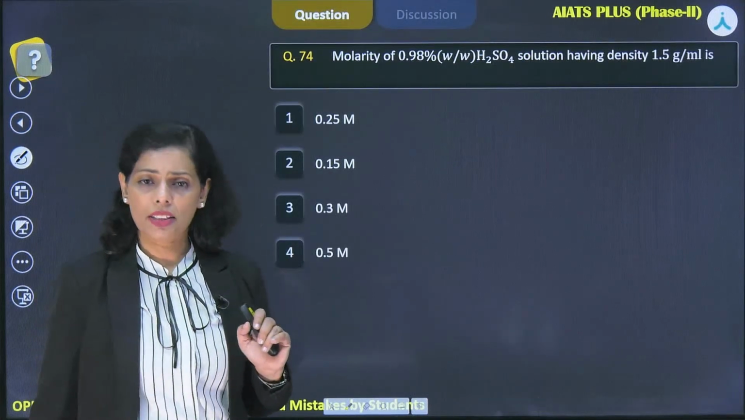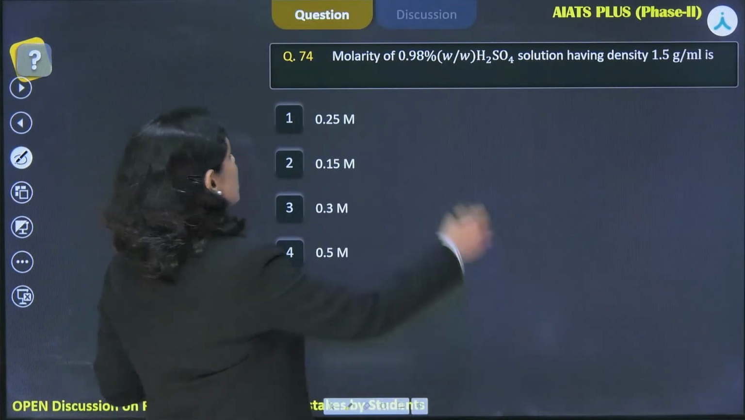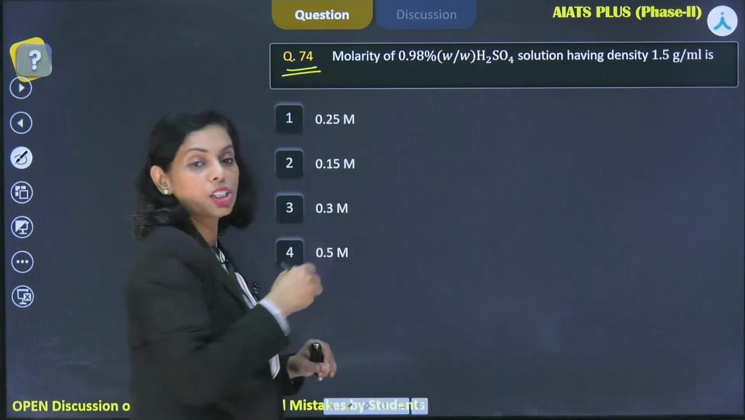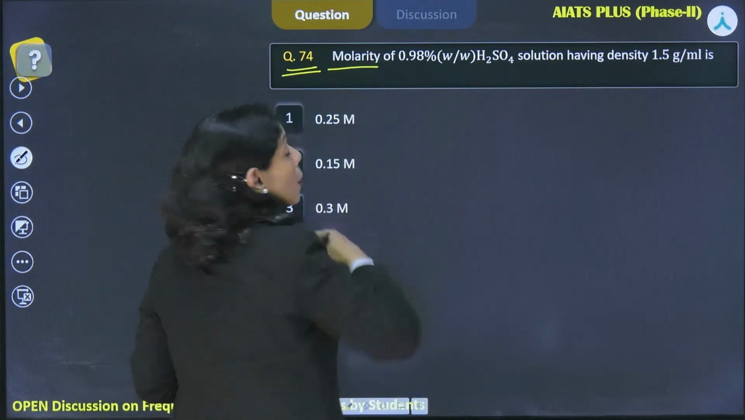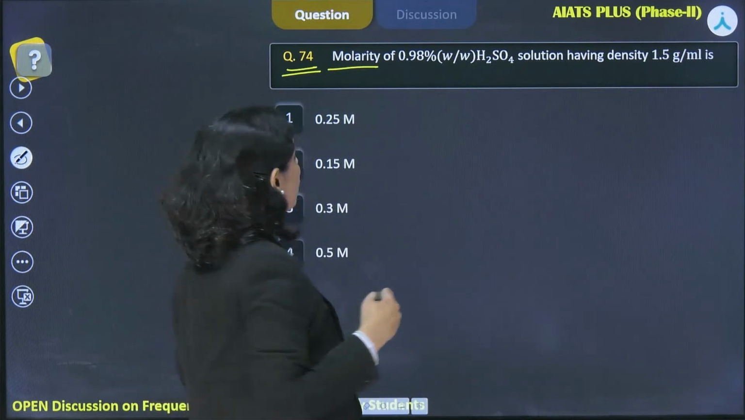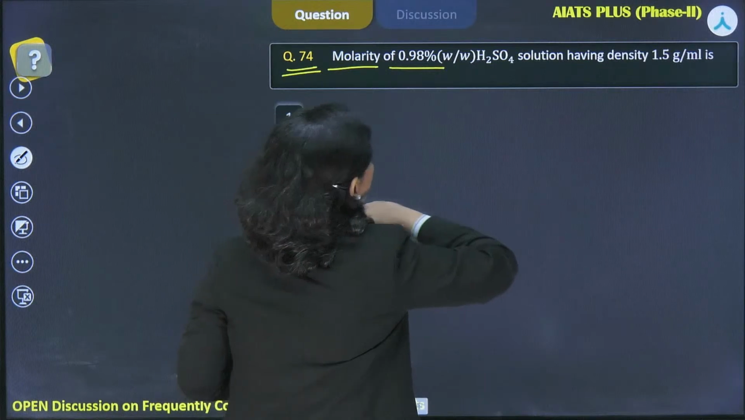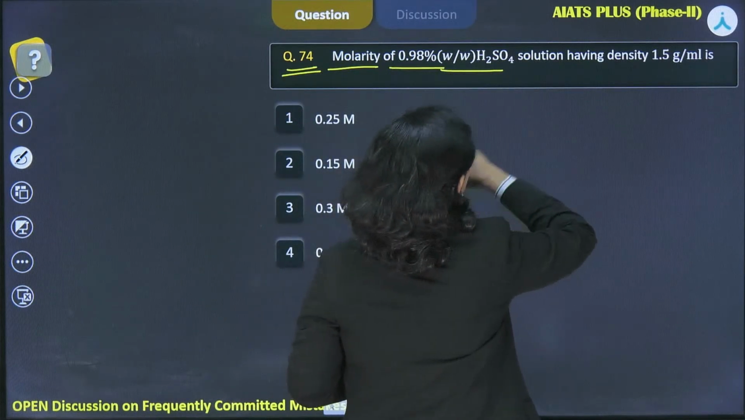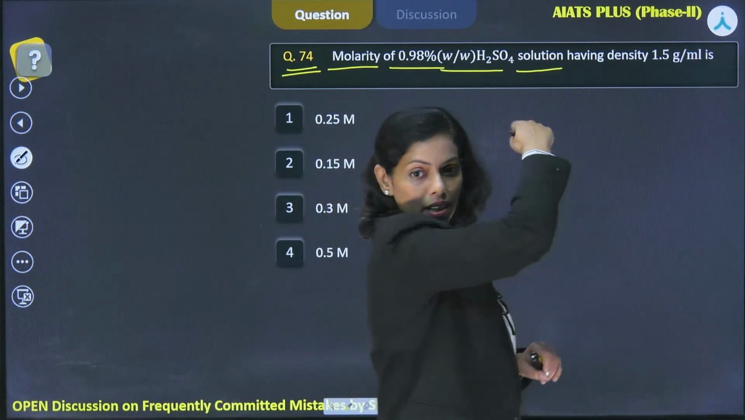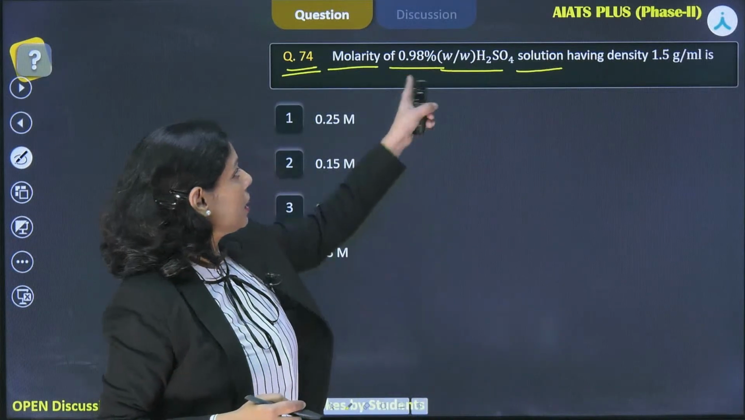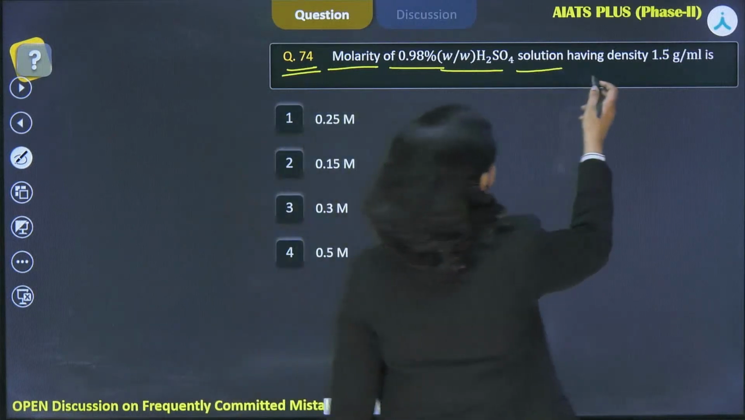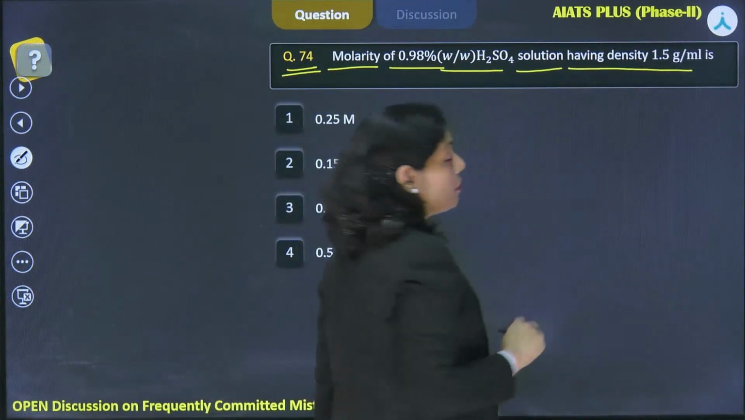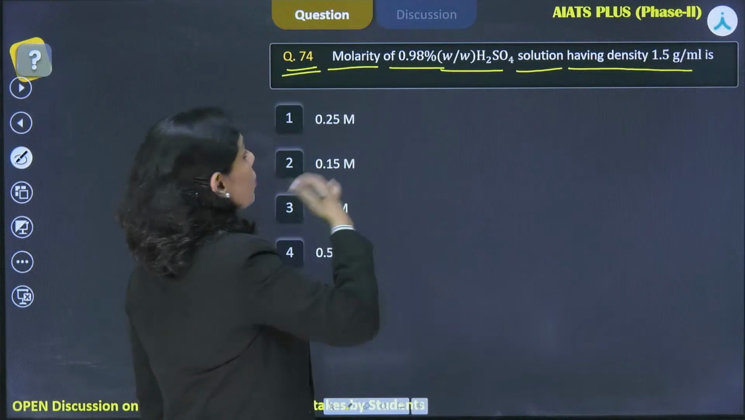Next is question number 74, and this is the question from concentration terms. And the concentration term about which they talked here is molarity, right? Now, the question is 0.98% weight by weight percent of H2SO4 solution. So, Lakshmi, maybe you find difficulty in the mass percentage, maybe that problem gets resolved here in this question. This solution has a density which is given, and what's been asked is to calculate the molarity.